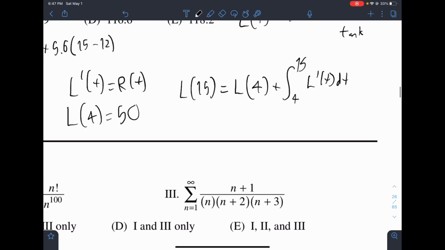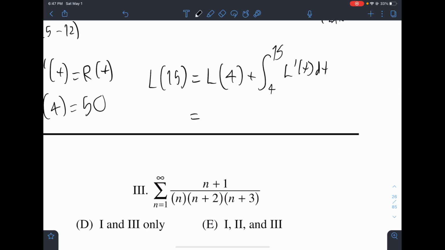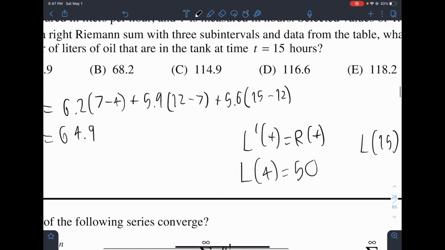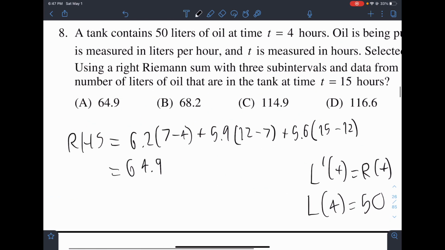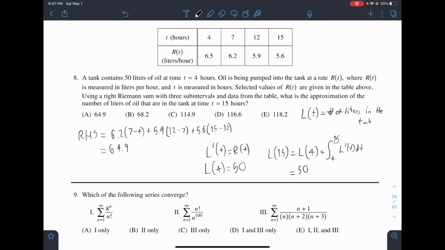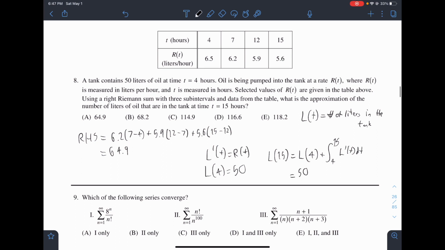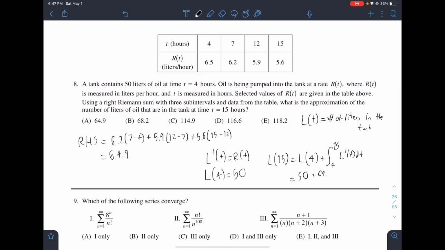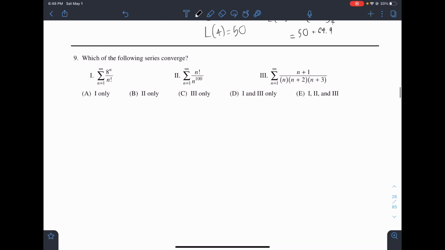Awesome. So now L of 4 we know is 50, and the integral from 4 to 15, we found in our Riemann sum. L prime of t is R of t, so the integral of R of t from 4 to 15 is 64.9. So 50 plus 64.9 is 114.9, which is C. So that's a bit of a misleading problem, but with a little bit of trickery we can get the answer.